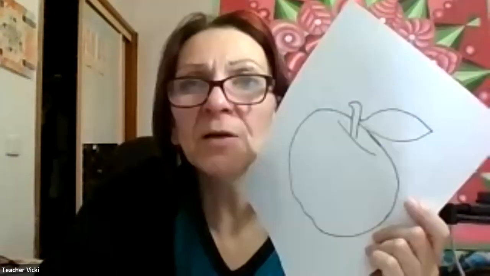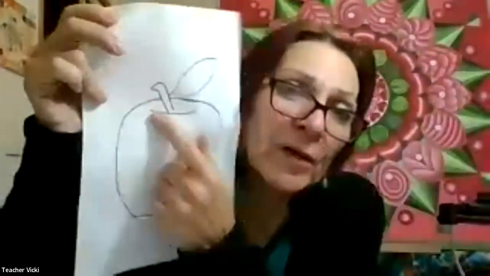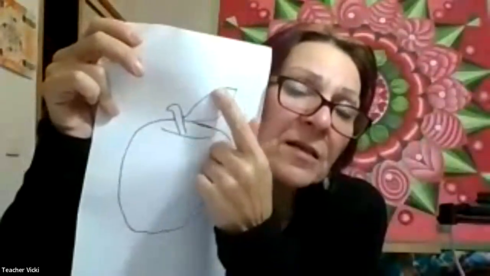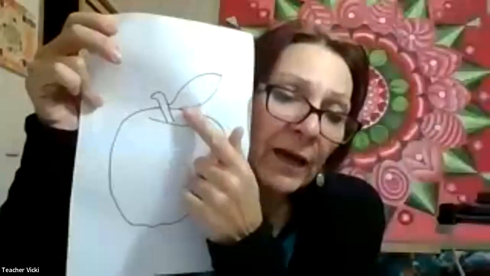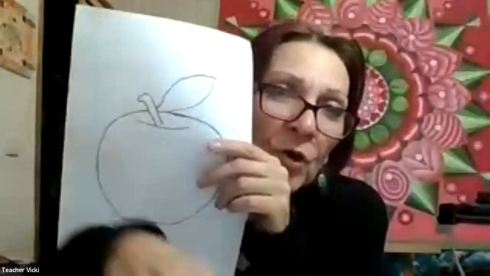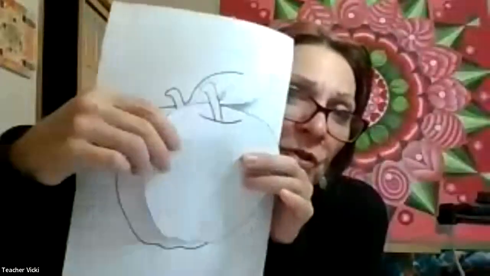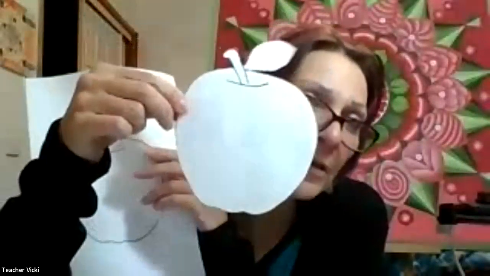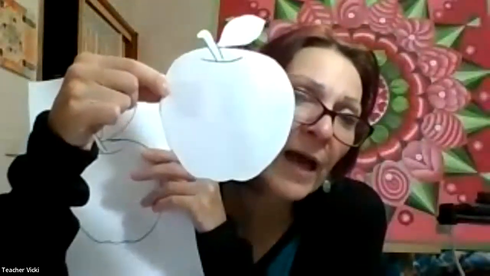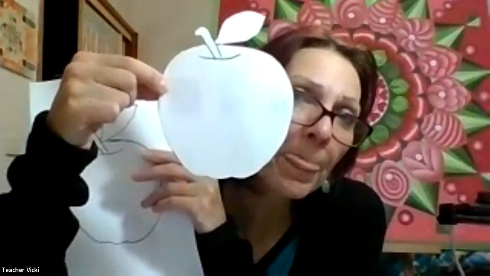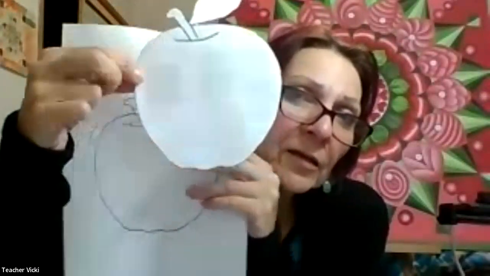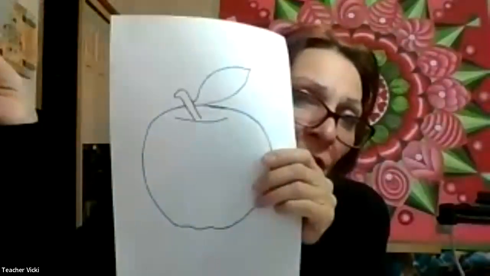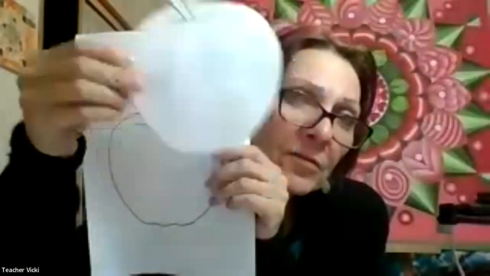Right, so everybody should be cutting around. Make sure that you're careful cutting around this leaf. Okay, this is what your apple should look like by the end. Can everybody see this? This is what everybody should have, an apple this big. All right, just cut your photocopy and then you have this.